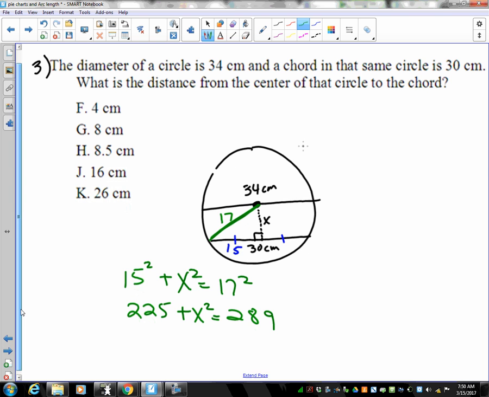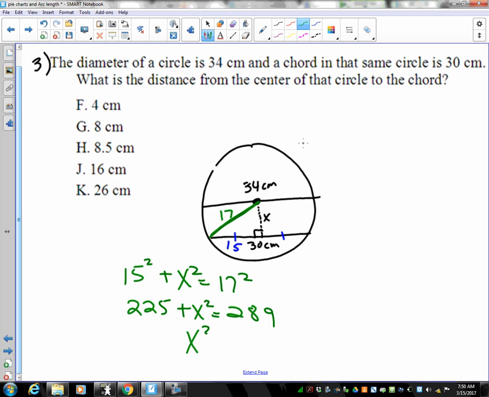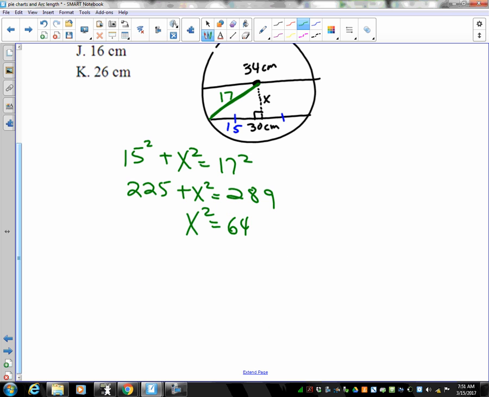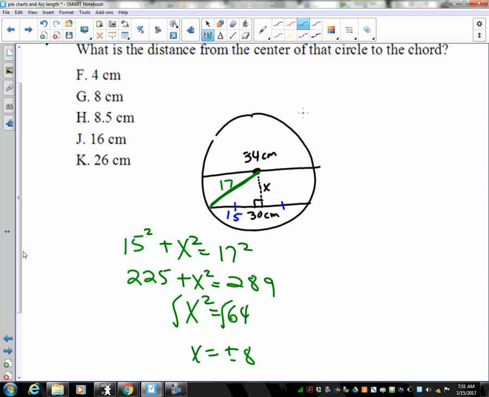Now, we're going to subtract 225 from both sides. So 289 minus 225 is 64, so that'll actually work out pretty nice here. So we just take the square root of both sides. So we get plus or minus 8. Of course, it's just a positive version. So we get our distance right there from our right triangle is 8.